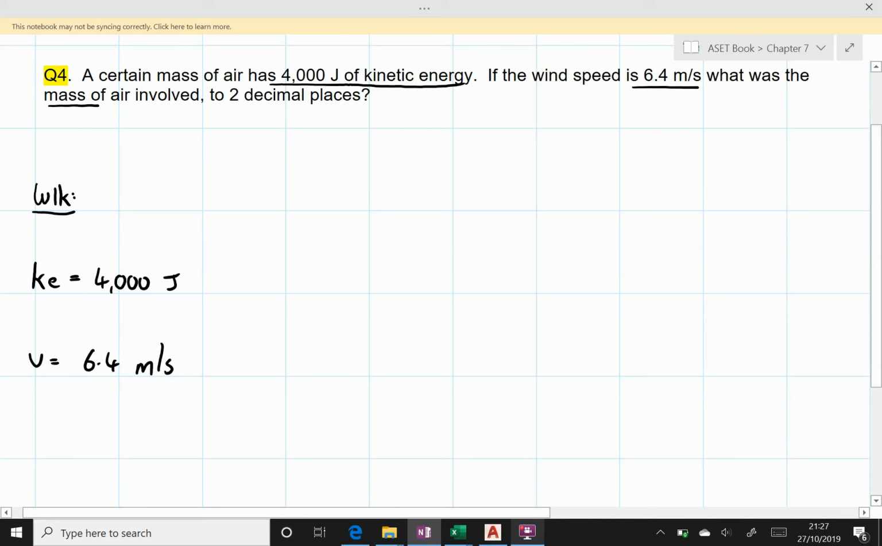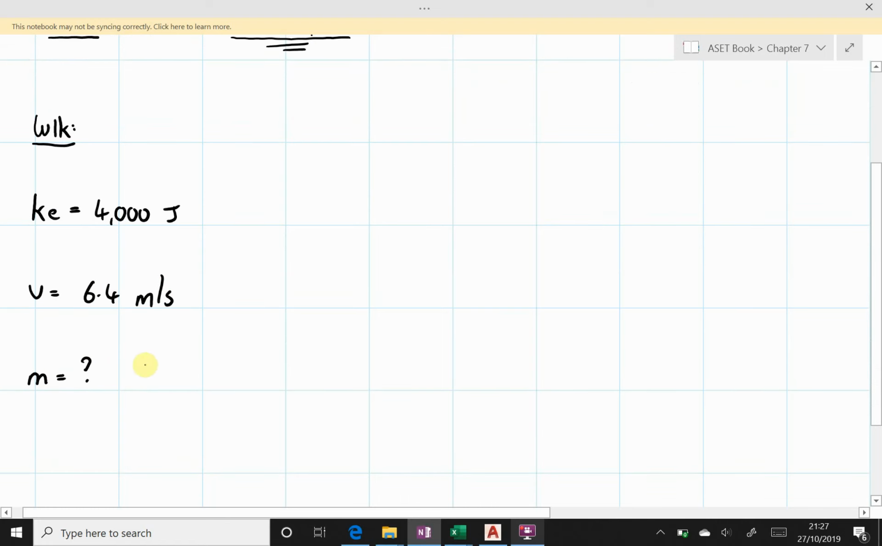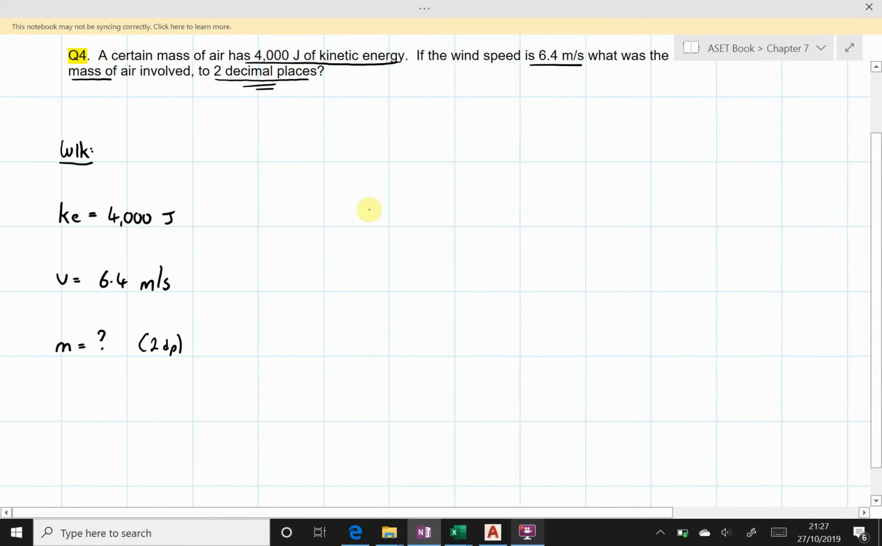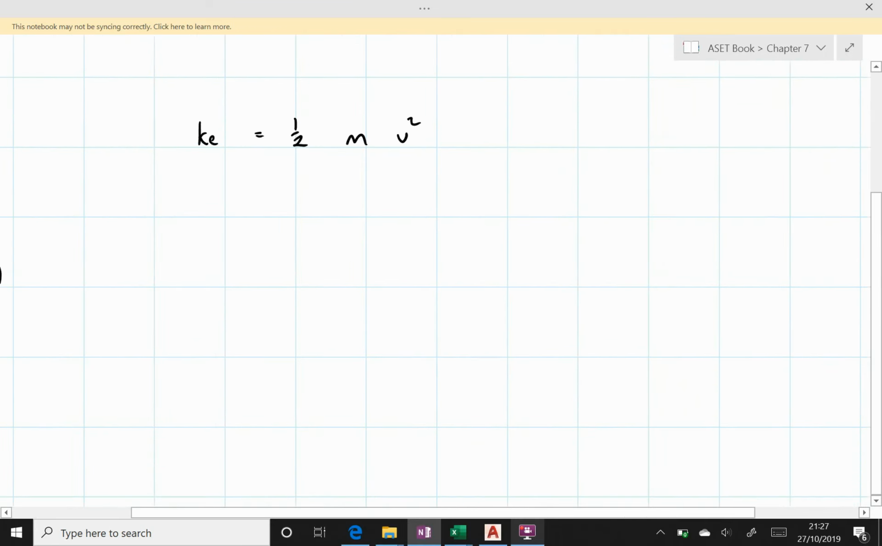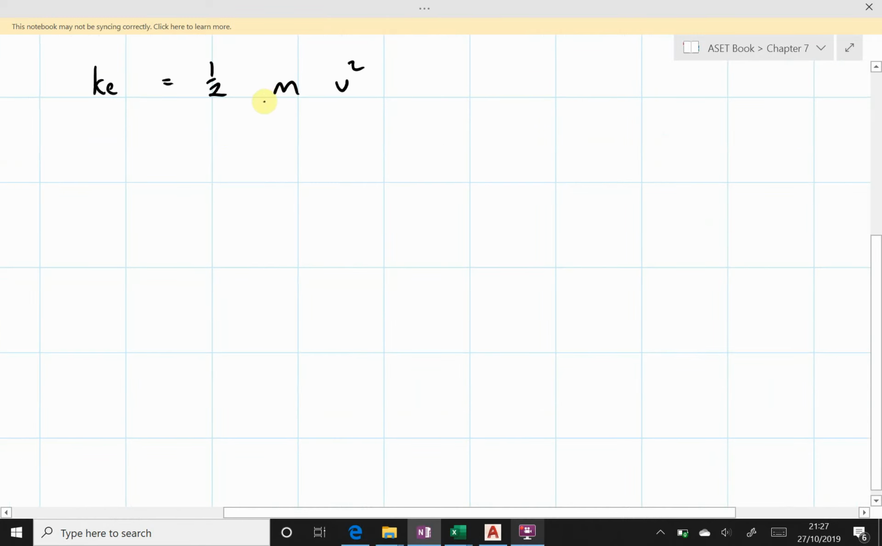And we're asked for the mass of air. But again, we can see it must be expressed to 2 decimal places. If we first of all write out the general equation, now much like the previous question, we're going to have to rearrange this equation to express mass. Now I'm going to go through this a little bit more quickly. If you need a more detailed overview, please review question 3 in exercise 7.4.